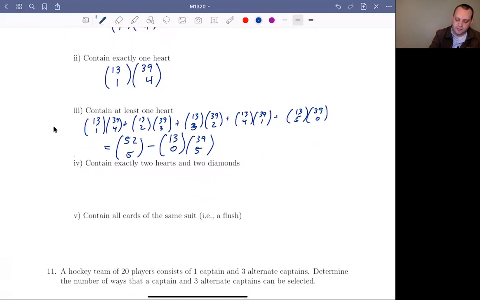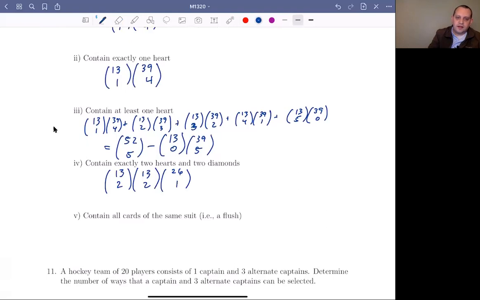2 more card examples here. How many ways are there to get exactly 2 hearts and 2 diamonds? So of the 13 hearts, you want 2 of them. Of the 13 diamonds, you want to choose 2 of them. Of the non-hearts and diamonds, there's 26 cards that are neither hearts nor diamonds, and you want to choose 1 of them. Okay, so again, I don't care what the actual number is, but that's how you count.